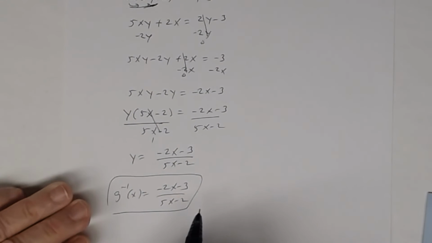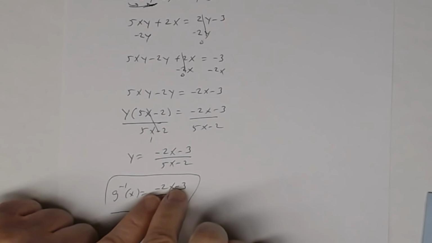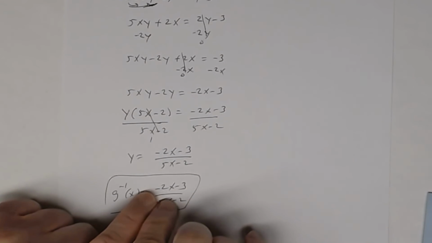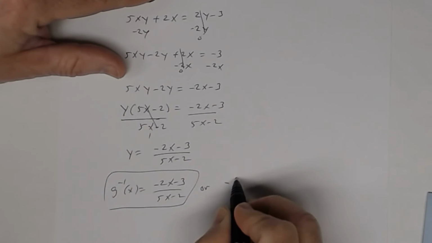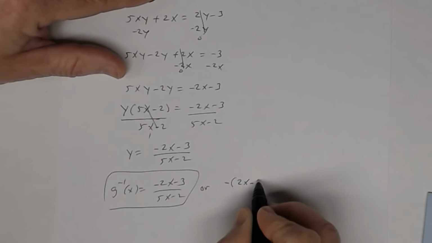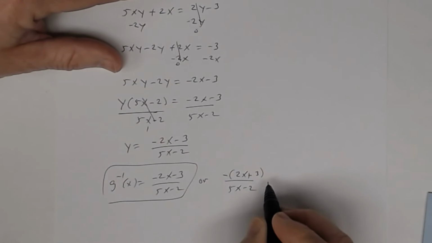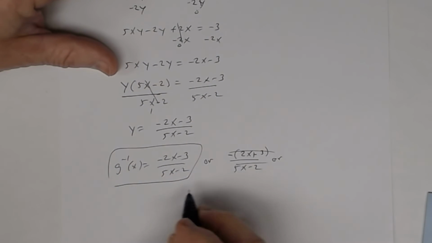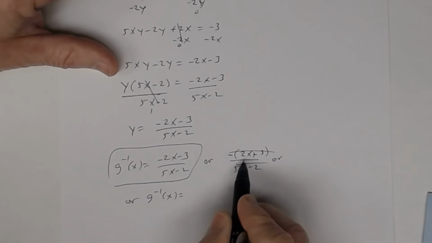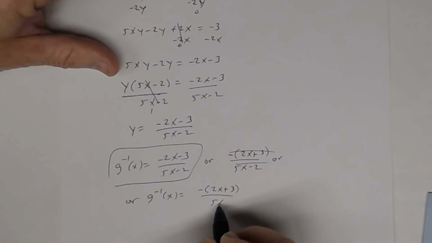Now, one other thing I've got to remind you of is this. There are a couple other ways you can write the numerator. Notice that both terms of the numerator are negative, right? So if you want to, you can factor out a negative from the numerator, and you get (2x plus 3) divided by (5x minus 2). Or you can say g inverse of x equals negative (2x plus 3) divided by (5x minus 2).